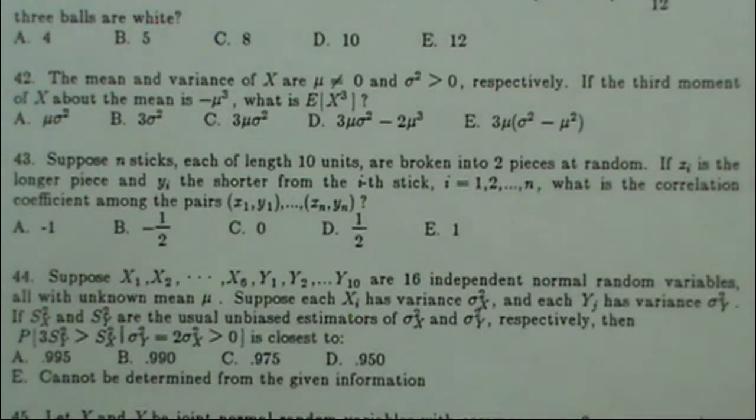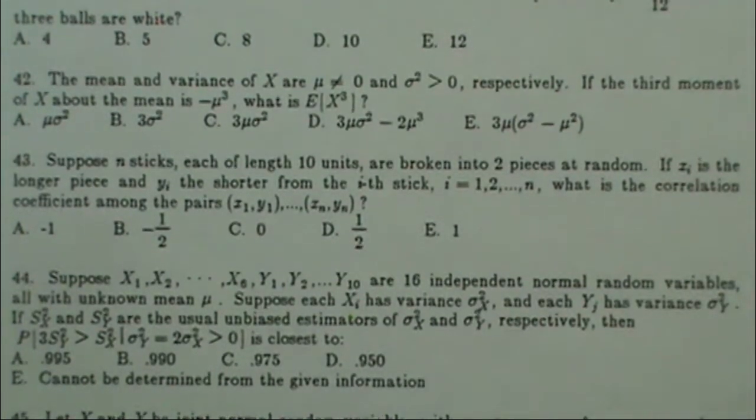Sample exam 4 of 8, problem number 43. Suppose n sticks, each of length 10 units, are broken into 2 pieces at random. If xi is the longer piece and yi is the shorter from the ith stick, i equals 1 to n, what is the correlation coefficient among the pairs x1, y1 through xn, yn?